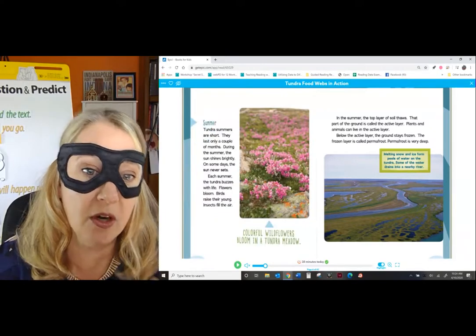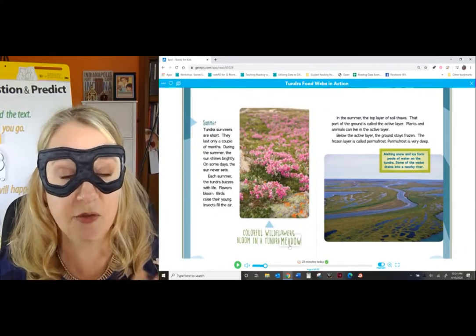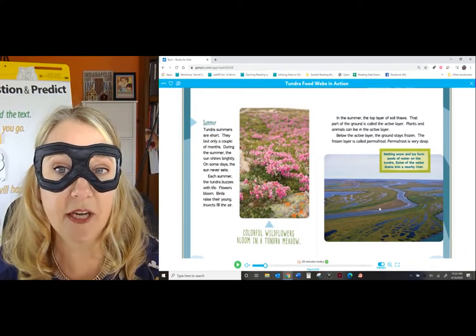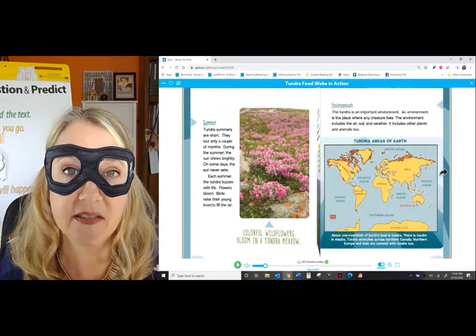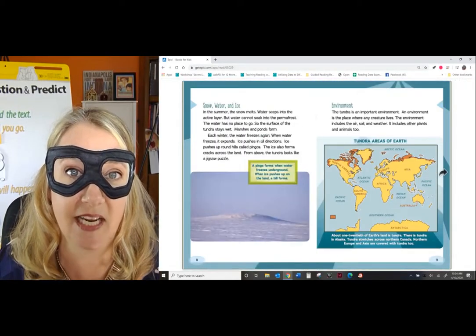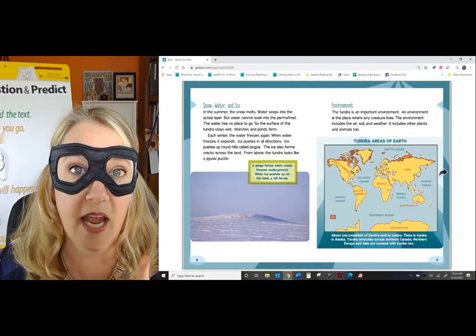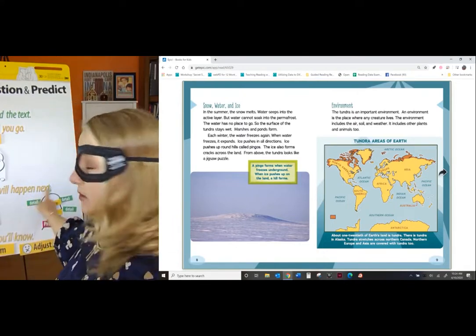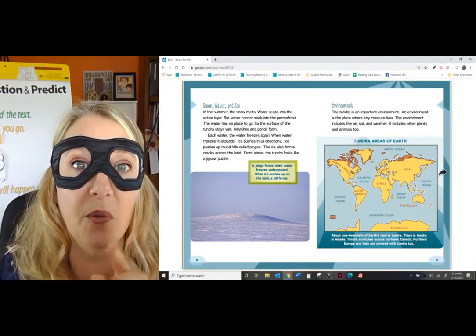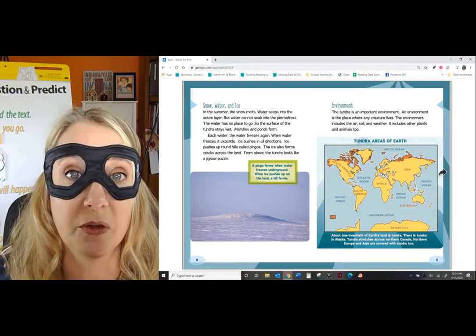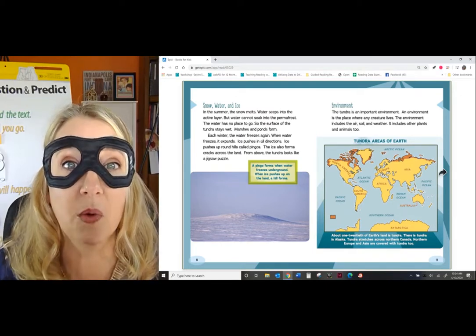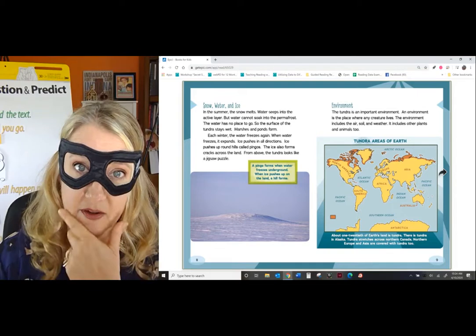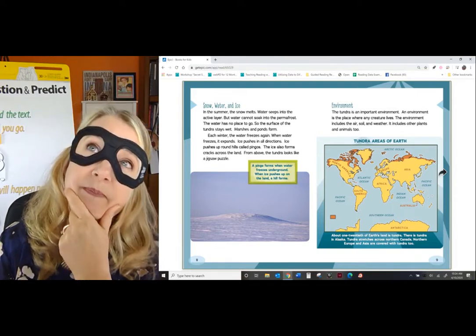We see flowers, wildflowers bloom in the tundra meadow. We see some rivers. Like we were saying all of those details. Those were like the green details, the reading voice details. But you know what, guys? When we were doing the preview, we were wondering even. We started to have some questions.